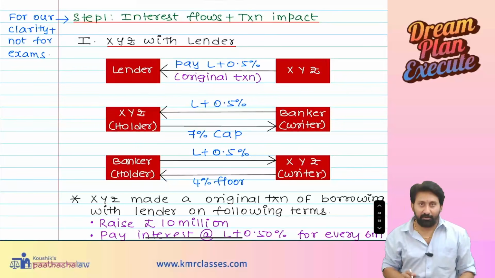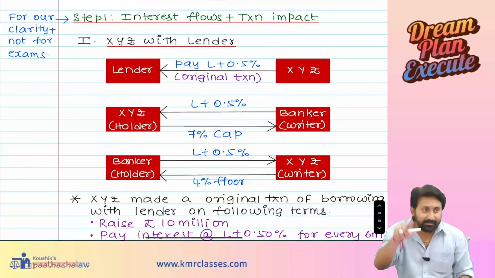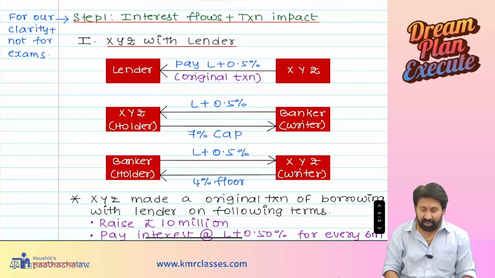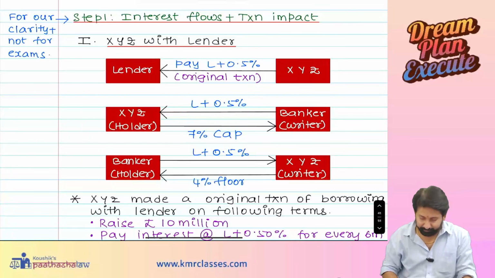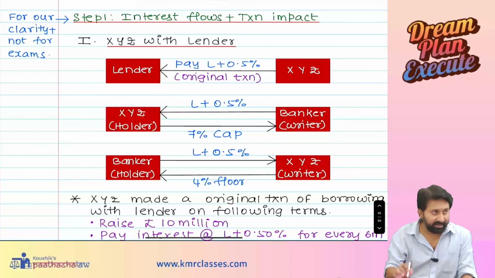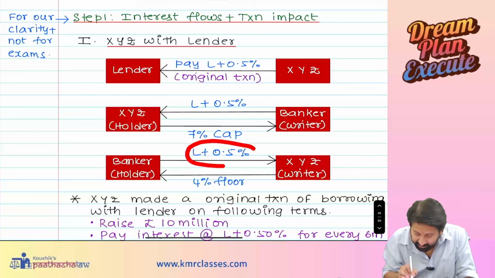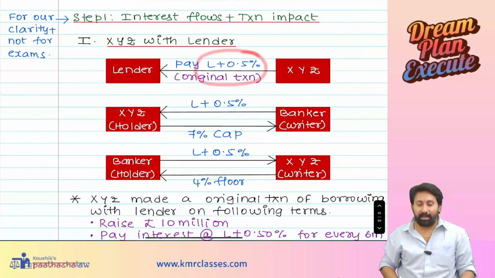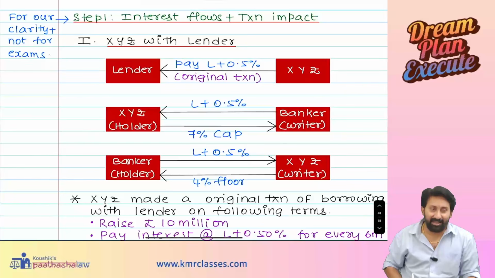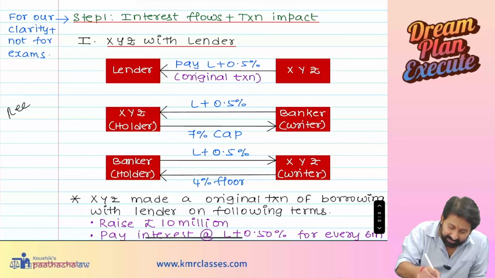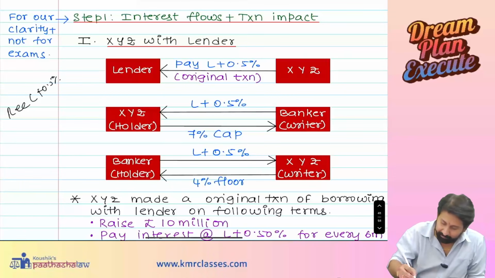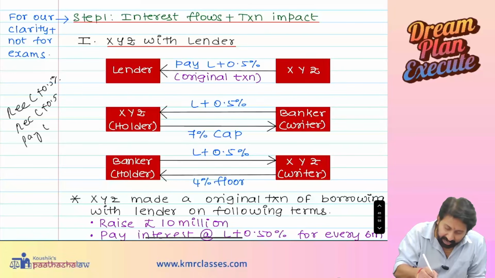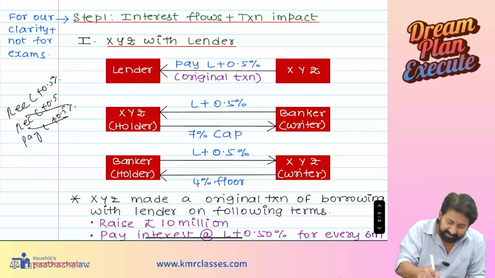Beauty, let us understand now. Beauty of this concept. I will receive LIBOR plus 0.5. I will pay LIBOR plus 0.5. What will happen? I will receive LIBOR plus 0.5 and in real life, I will pay LIBOR plus 0.5. This and this will cancel.